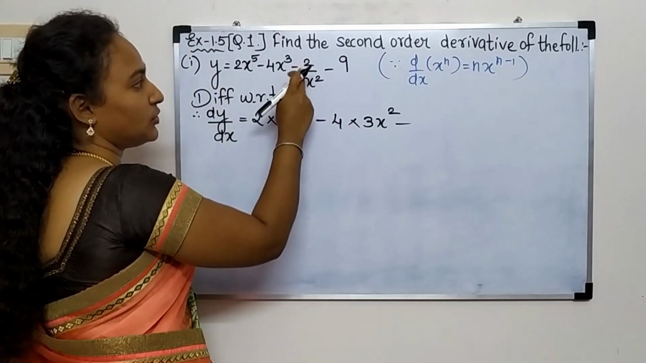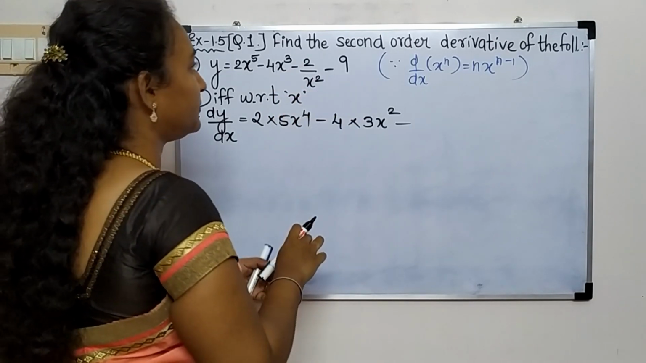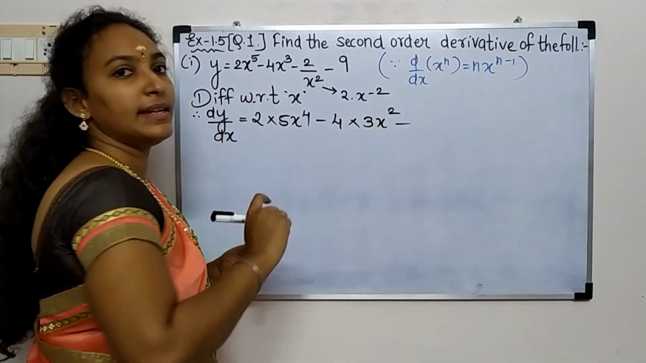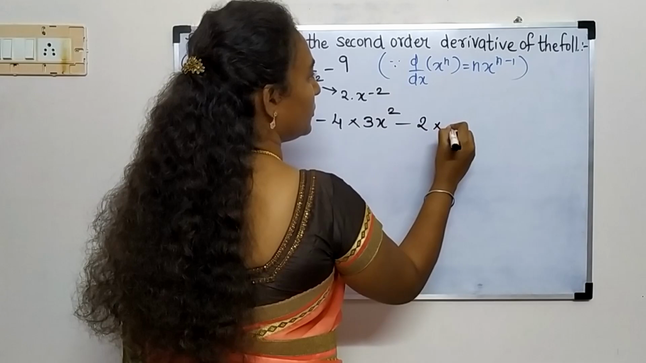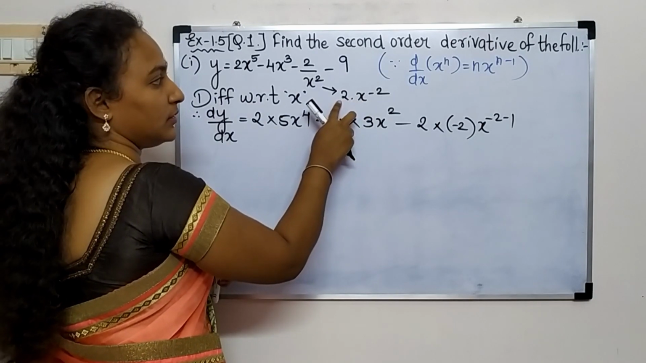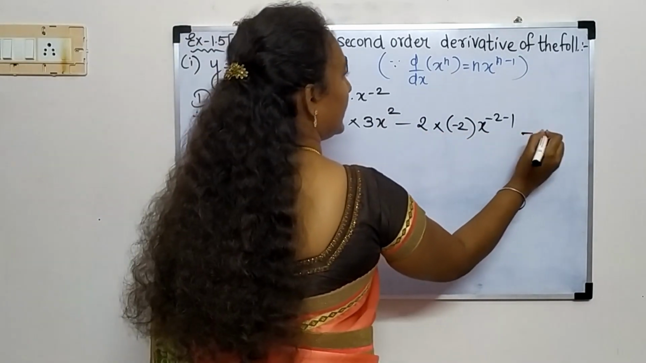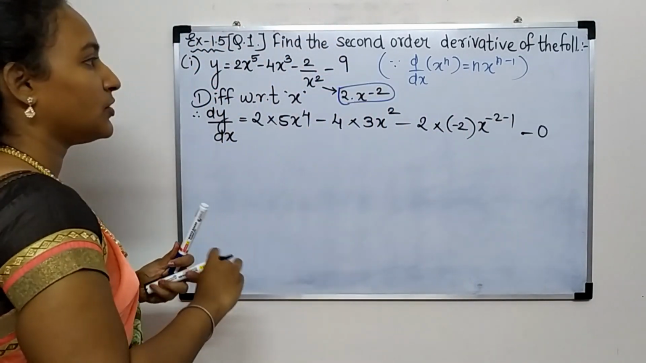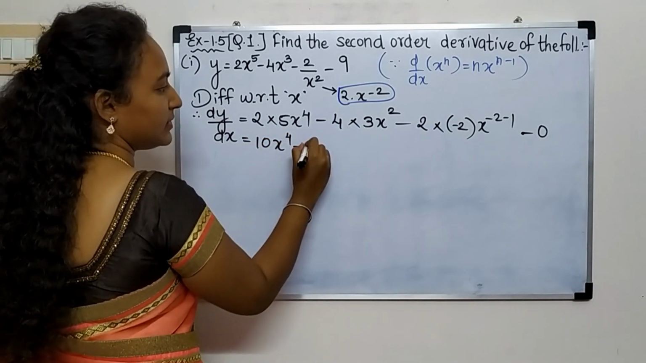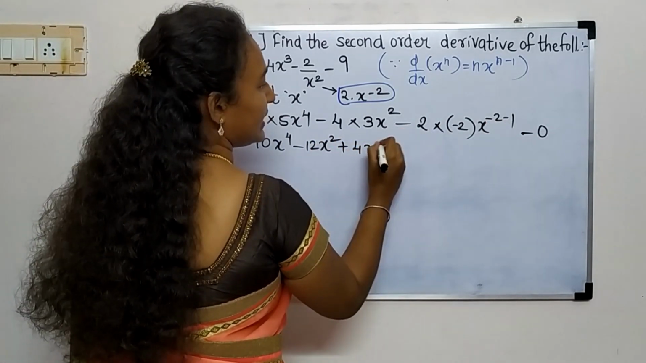minus, this 2 by x square can be written as 2 into x power minus 2. Hence the derivative will be 2 into minus 2 into x raised to minus 2 minus 1. Okay, this 2 as it is, minus 2, and x power minus 2 minus 1, and minus the derivative of 9 is 0. So let us simplify this now. This becomes 10x raised to 4 minus 12x square plus 4x raised to minus 3.